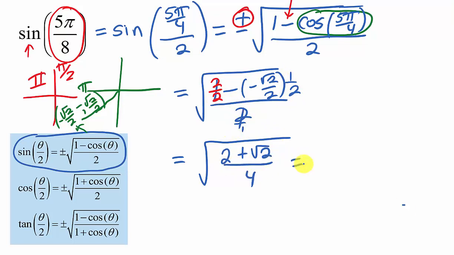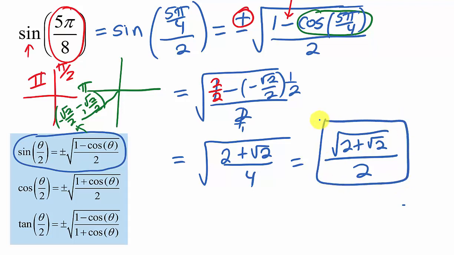And then we are going to apply our rules of radicals, and we're going to take the square root to the numerator and have square root of 2 plus square root of 2, and that's going to be over square root of 4, which is 2. So there's our exact answer.